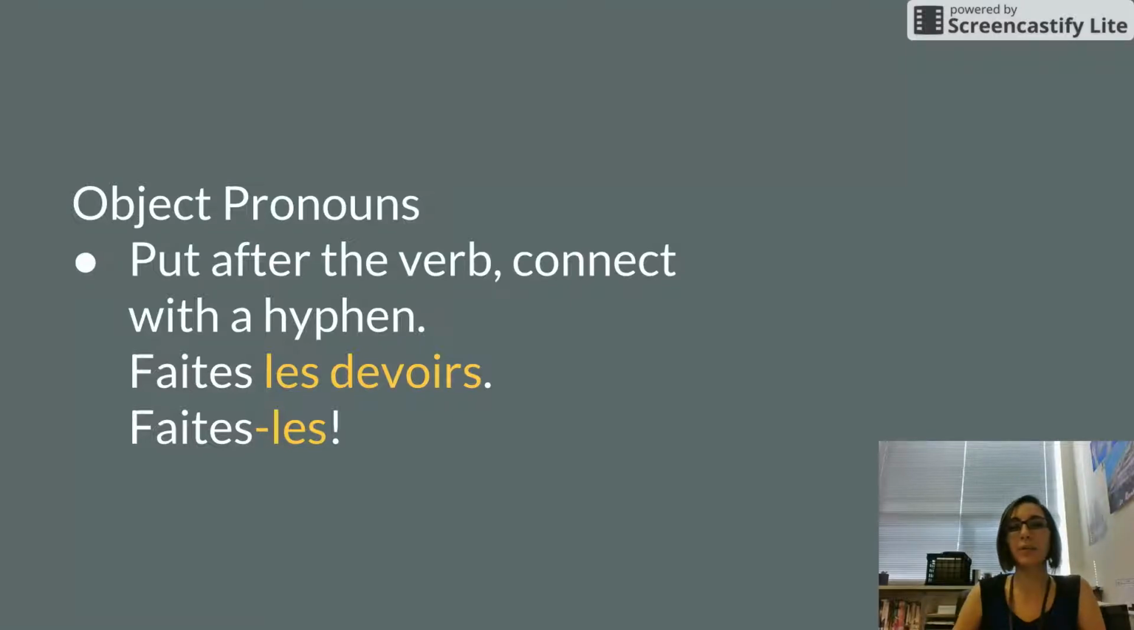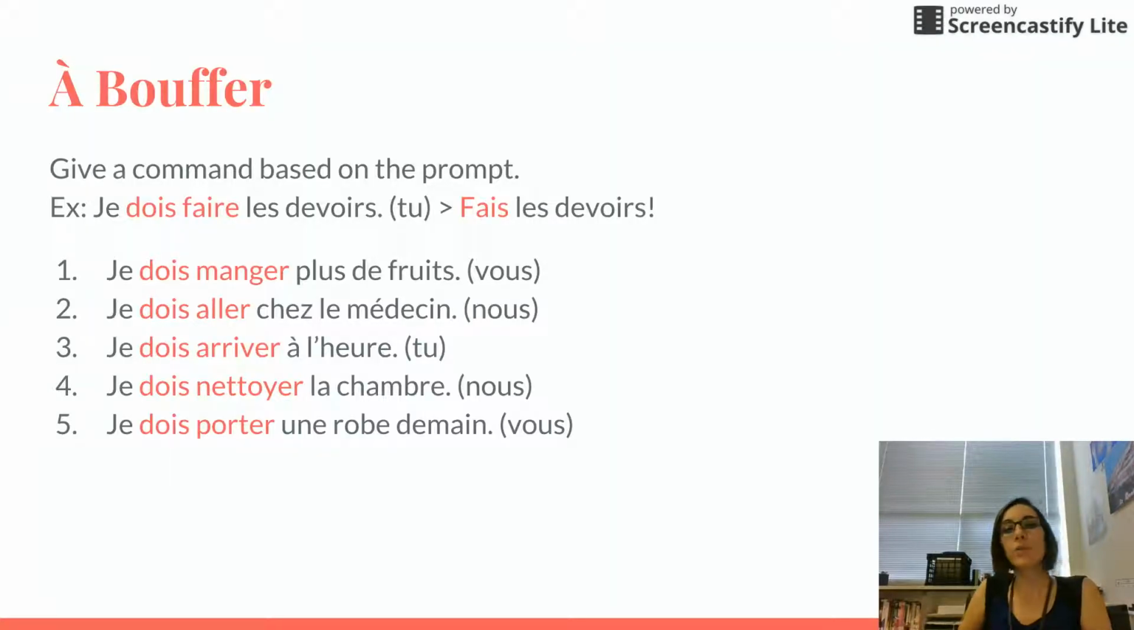Then we have object pronouns, and these are going to function the same way as the reflexive pronouns. You take whatever the object pronoun is, put it after the verb, and connect the two with a hyphen. So if you have faites les devoirs, do the homework, but you want to say do it, you would replace les devoirs with les, and then les comes after the verb, connected by a hyphen. So faites-les, do them, do the homework. And those are all of the rules and particularities of the impératif.